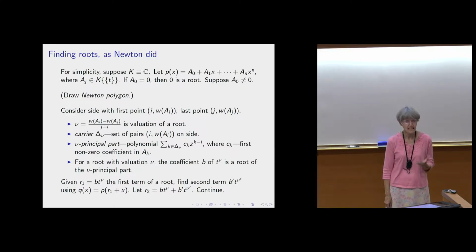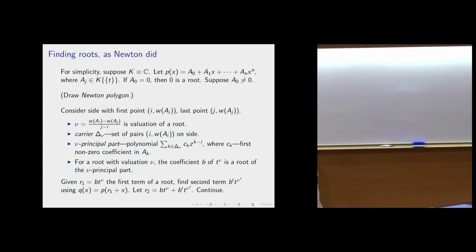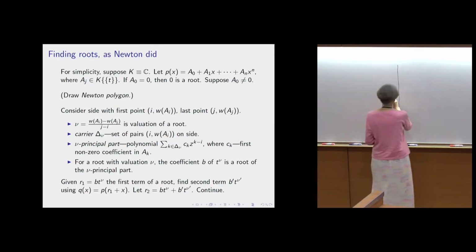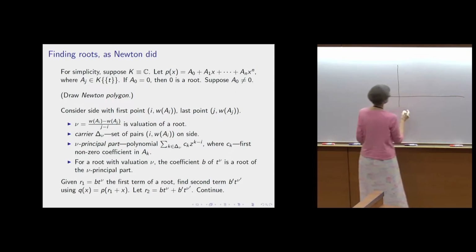For simplicity, I won't take the real closed case. I'll take the algebraically closed case. So suppose we have an algebraically closed field K of characteristic zero, and we take a polynomial with coefficients in the field of Puiseux series. Of course, if the leading coefficient is 0, then 0 is going to be a root. But otherwise, Newton had a method, and it involved drawing a polygon, the Newton polygon.